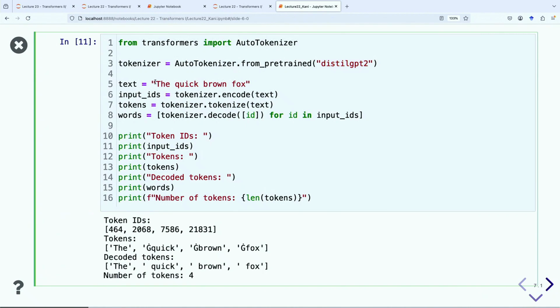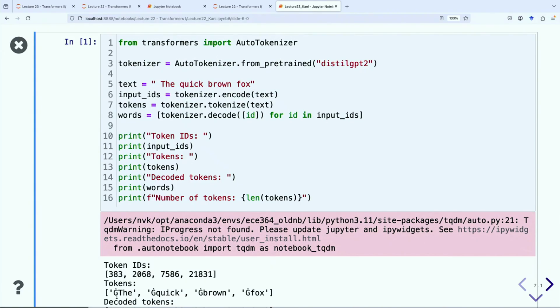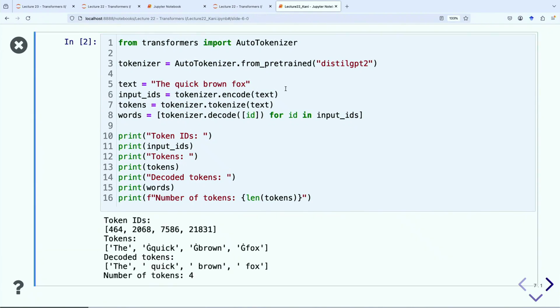You could play around with this. For instance, one thing we discussed last time was that there is a difference between a space plus a word and that word alone. In this case, the word with no space corresponds to token ID 464. With the space, it has a different token ID, 383. You could play around with the tokenization, and you can play around with the different models as well. All right, so hopefully that makes sense.